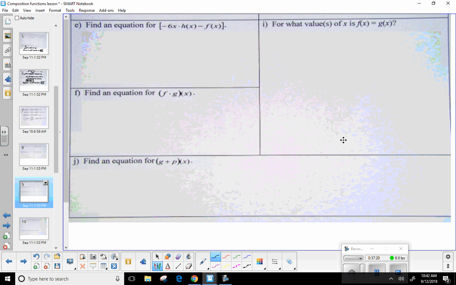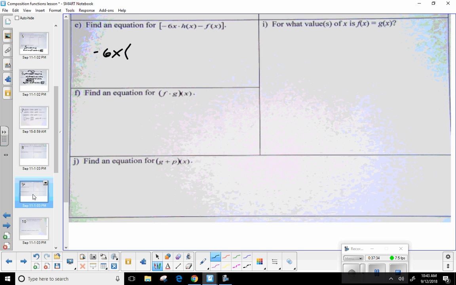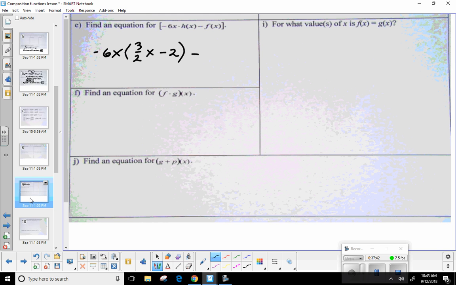-6x times h of x minus f of x. Okay, so all I want to do is substitute in the functions that I have. So I have the -6x times, now I don't remember what h of x was. That was 3/2 x minus 2. And then I want to subtract the quadratic. I think that's the -x squared plus 3x minus 5.